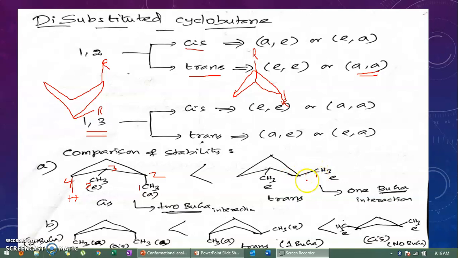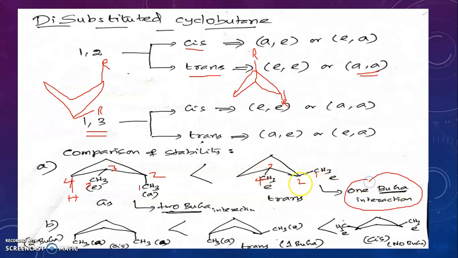If I take this carbon as 1, this carbon as 2, this is 3 and this is 4, right? So this 1, 2, 3, 4 will give you a butane-Gauche interaction. So one butane-Gauche interaction exists in the trans isomer, but compared to the cis isomer, in the trans isomer we have only one butane-Gauche interaction. Therefore, the trans isomer is more stable over the cis isomer in 1,2 dimethyl cyclobutane. Are you clear?